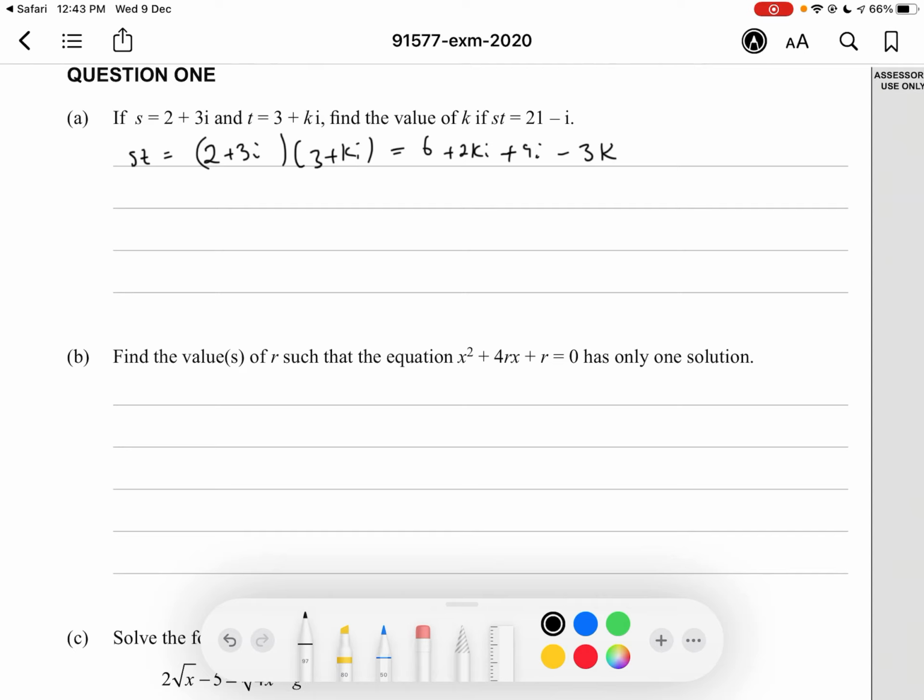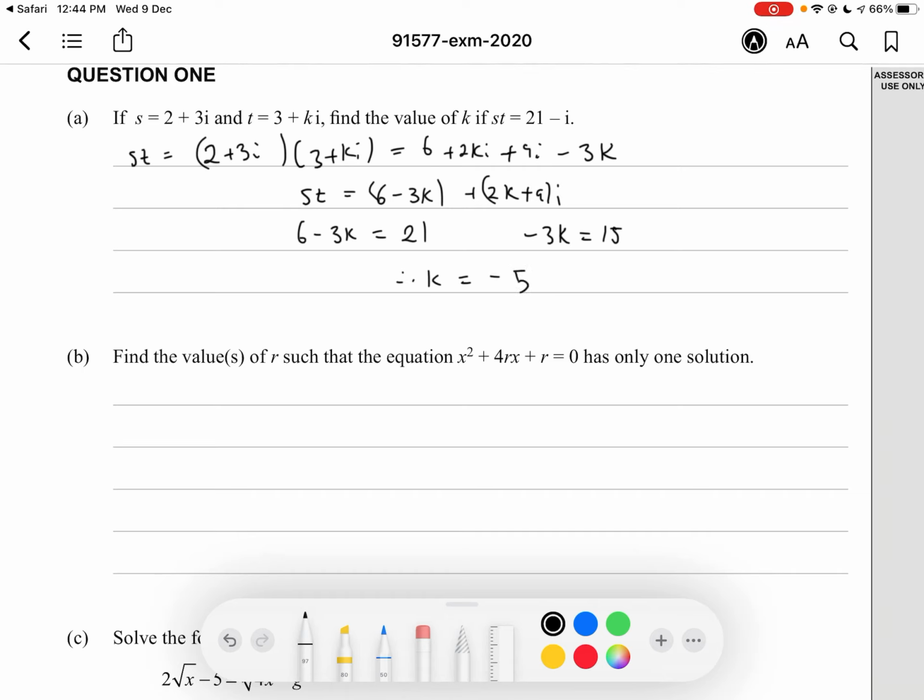So now we have our imaginary parts and our real parts which we can distinguish. So st equals 6 minus 3k plus 2k plus 9i. So now we know that the real part is equal to the real part and the imaginary part is equal to the imaginary part. So the real part 6 minus 3k must be equal to the real part, which is 21. So therefore we should see that negative 3k is equal to 15 and therefore k equals negative 5.